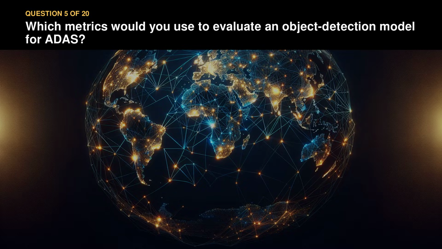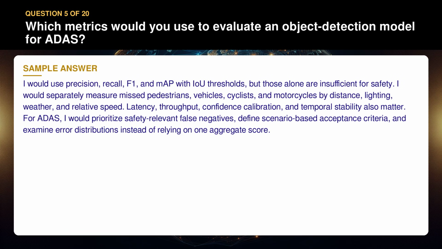Question 5. Which metrics would you use to evaluate an object detection model for ADAS? I would use precision, recall, F1, and mAP with IoU thresholds, but those alone are insufficient for safety. I would separately measure missed pedestrians, vehicles, cyclists, and motorcycles by distance, lighting, weather, and relative speed. Latency, throughput, confidence calibration, and temporal stability also matter.